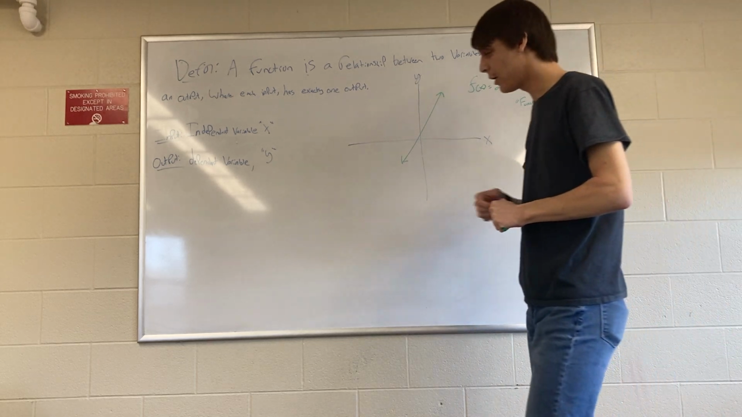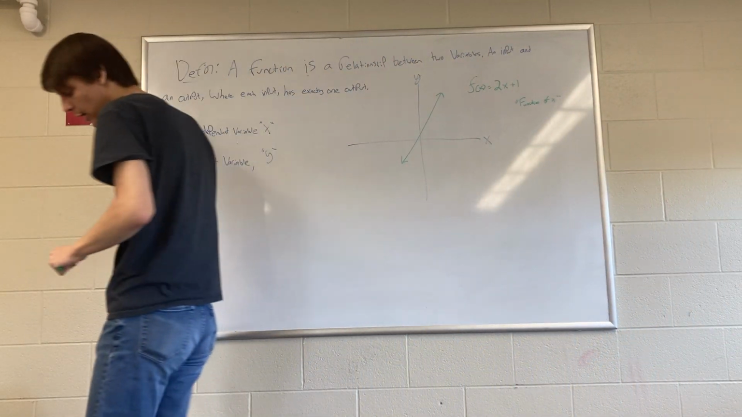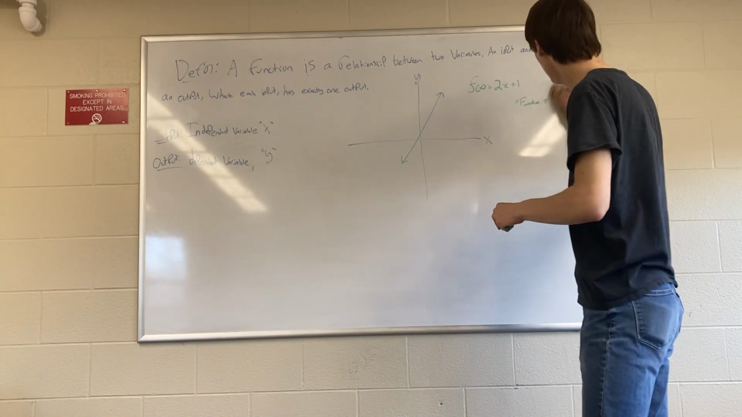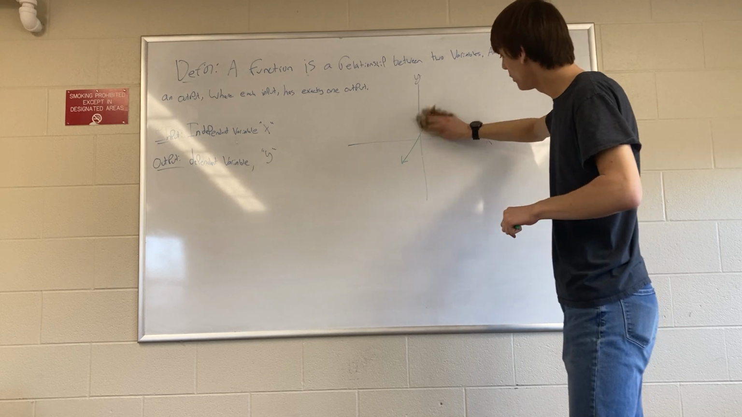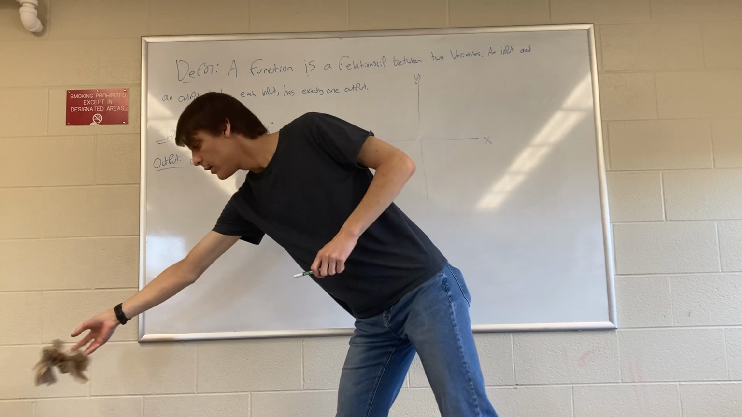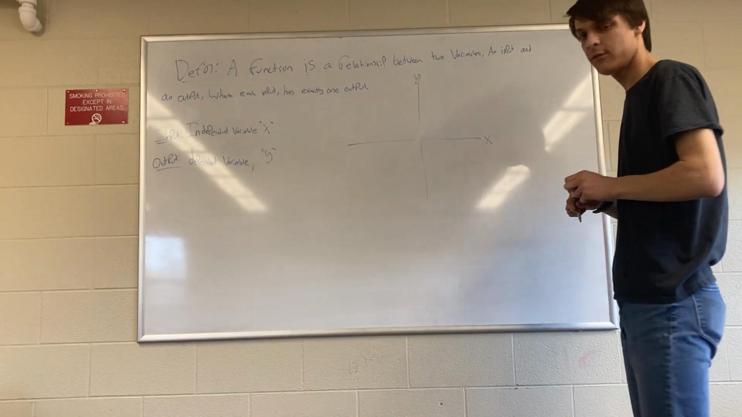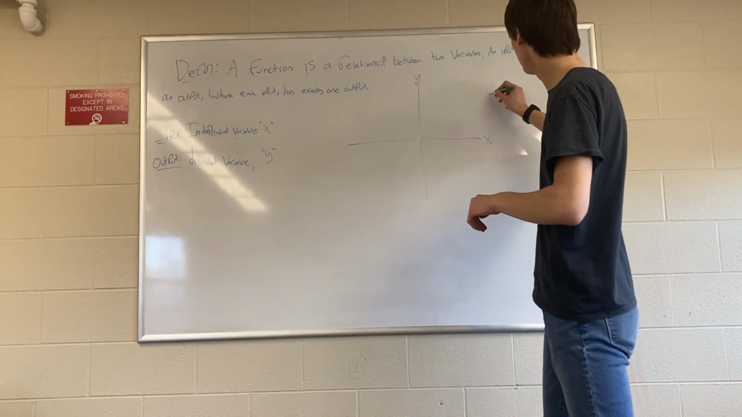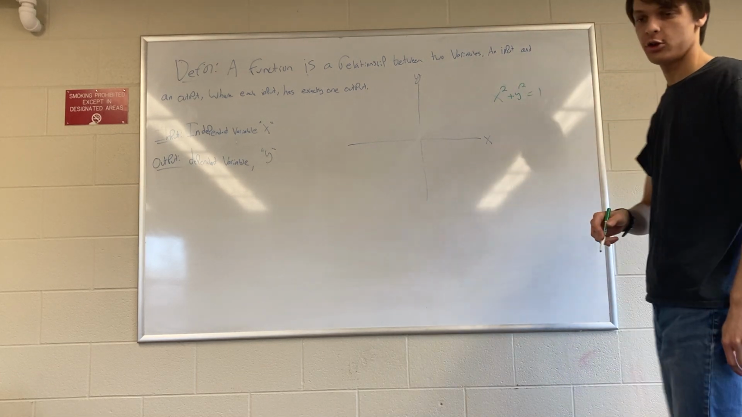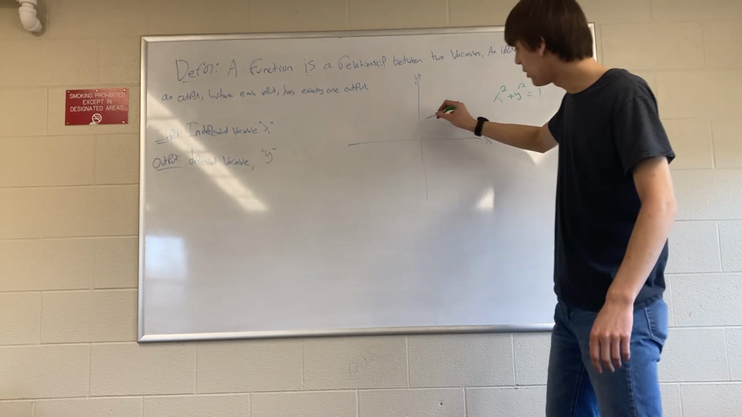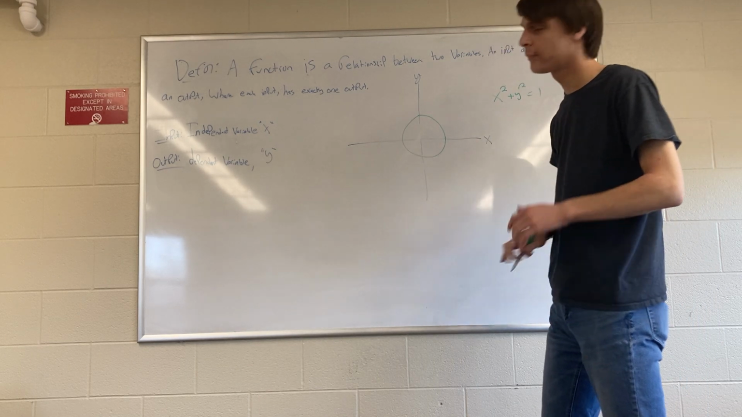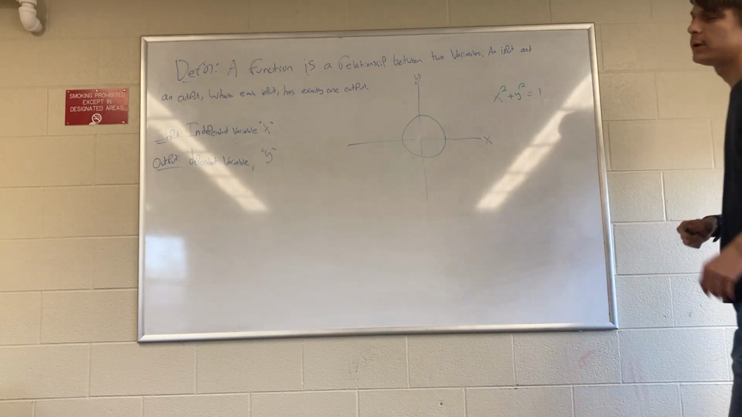However, there are some things that aren't functions. And let's take a look at an example of one of those. So let's get rid of our 2x plus 1. There we go. Got rid of that. And let's graph something new. Let's say a circle. Let's do x squared plus y squared equals 1. And that is a circle with a radius of 1. So let's draw that right here in our xy plane. That's 1 right there. Here's a circle.